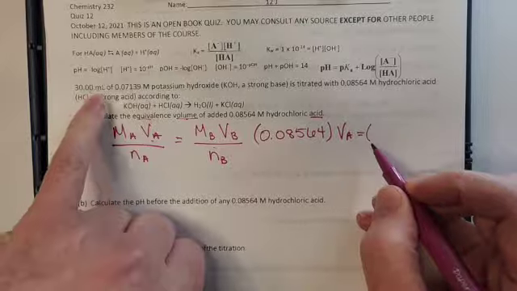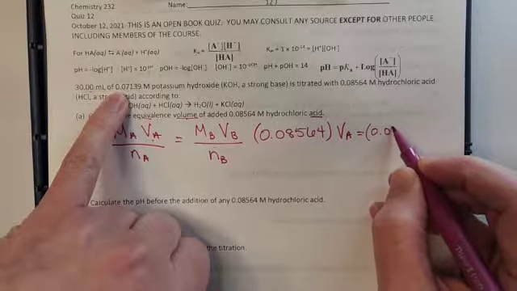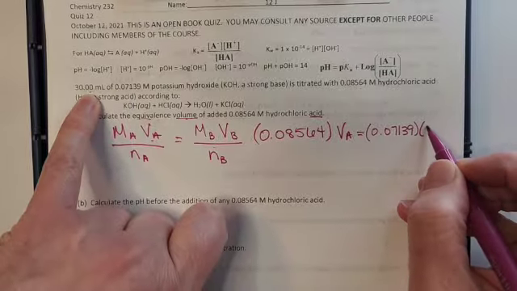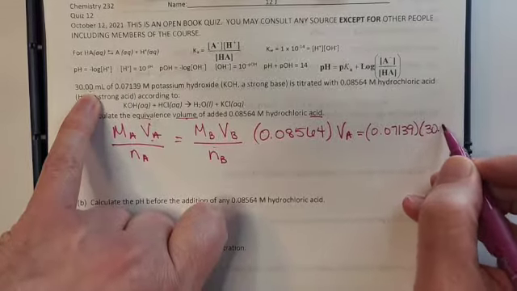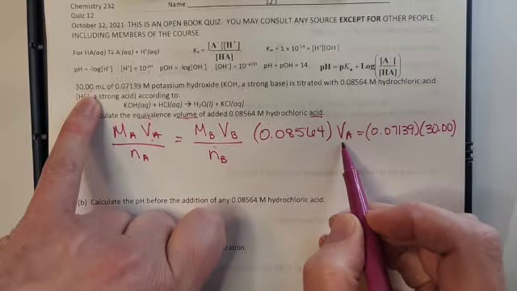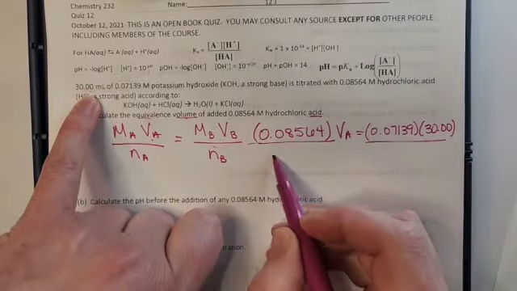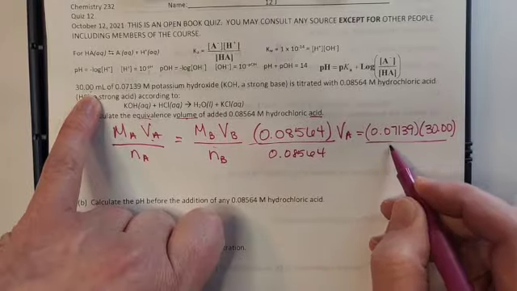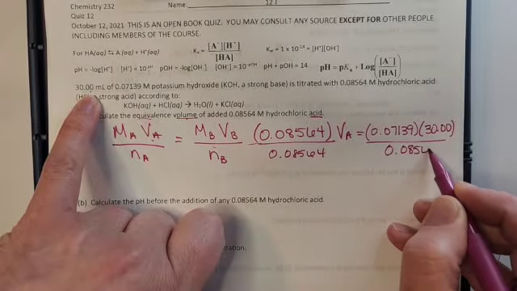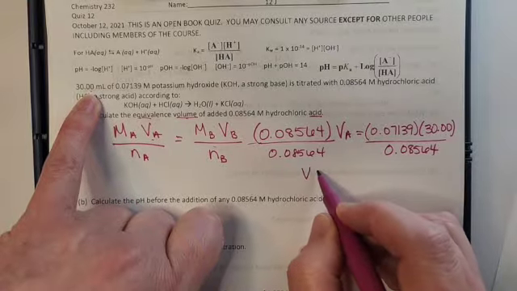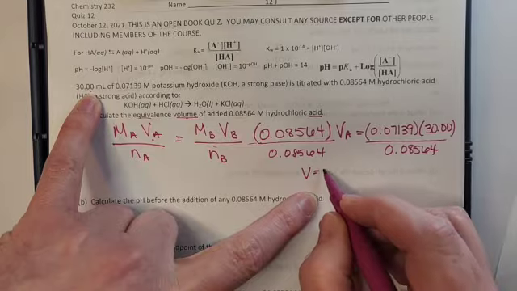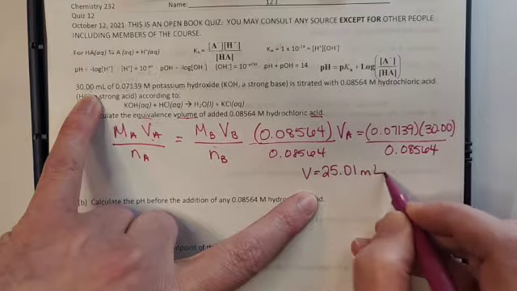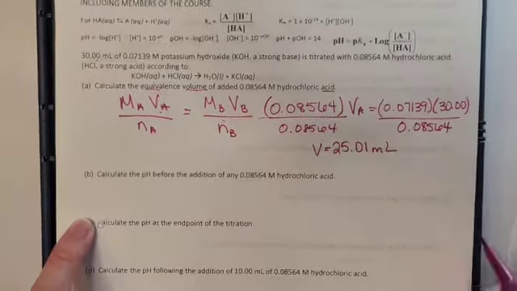So we have 0.07139 times, and I'm just going to leave it in milliliters, 30 milliliters. And we're solving for VA. So we're going to divide both sides by our molarity, and then that is going to give us a volume of 25.01 milliliters, right? Easy peasy.